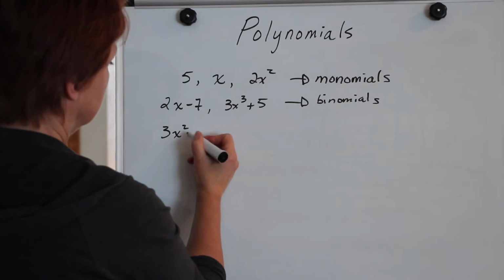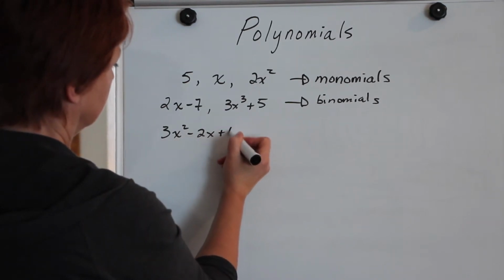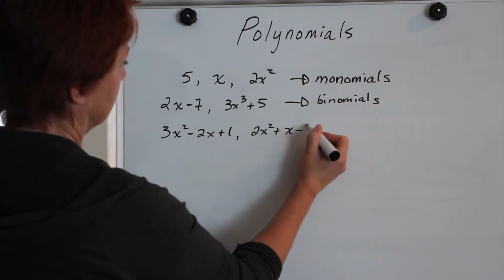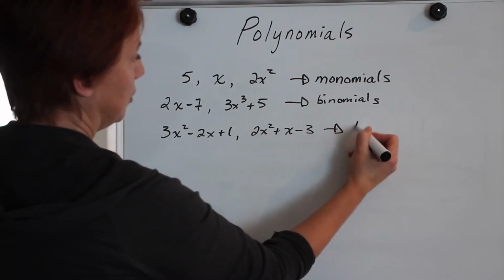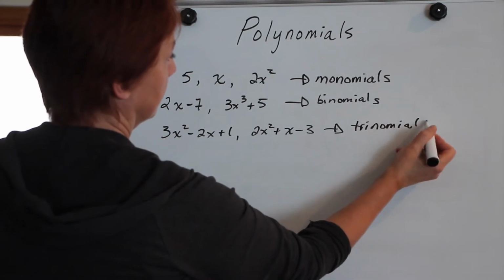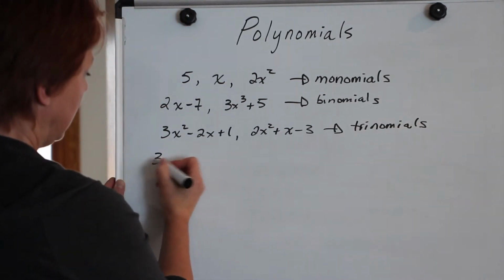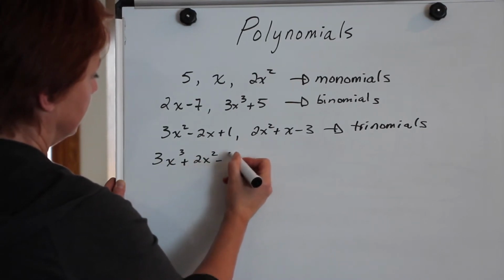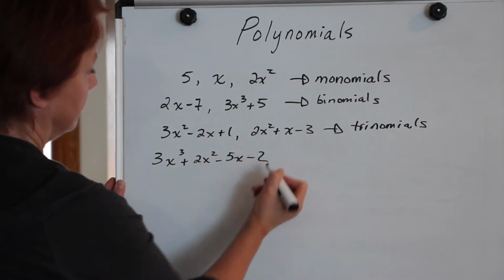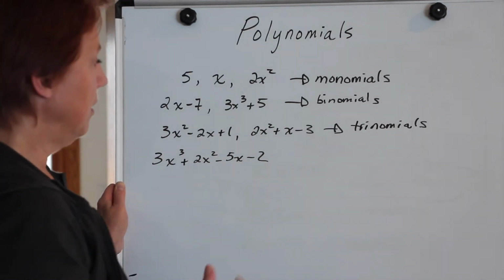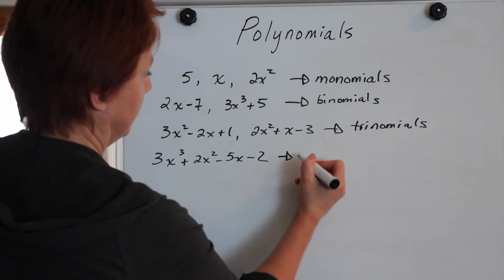Then these are trinomials because they are 3 terms. But what happens if we have this? This is not a quadnomial, okay? We don't go that far. We just say this is a polynomial.